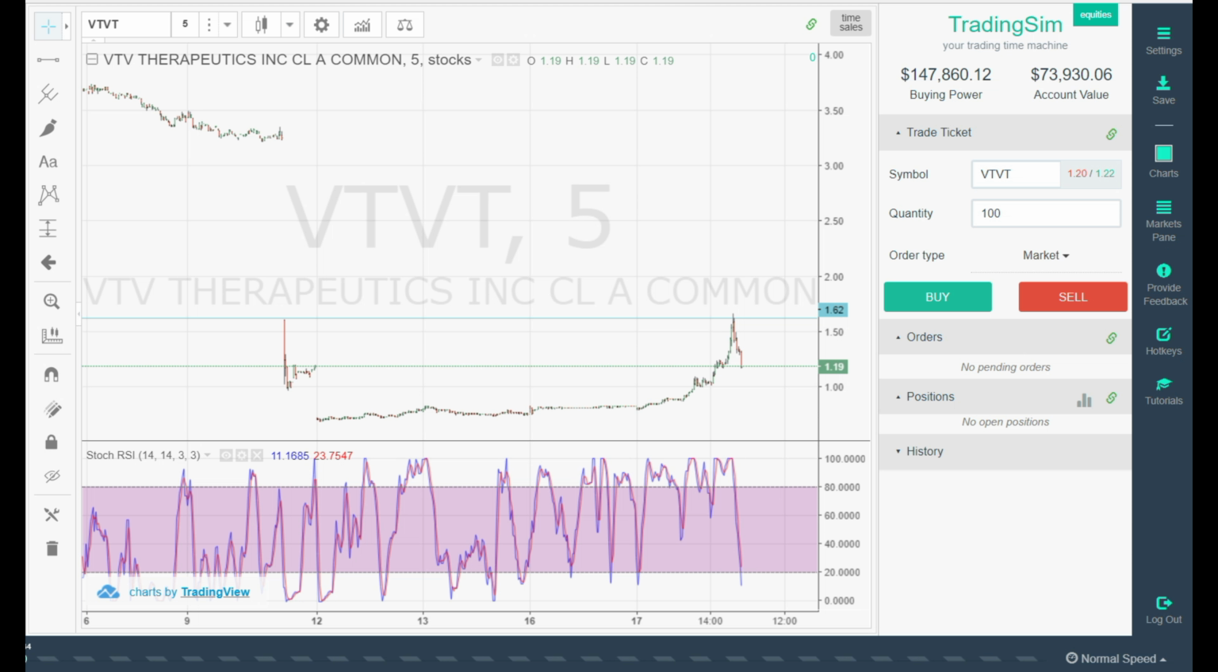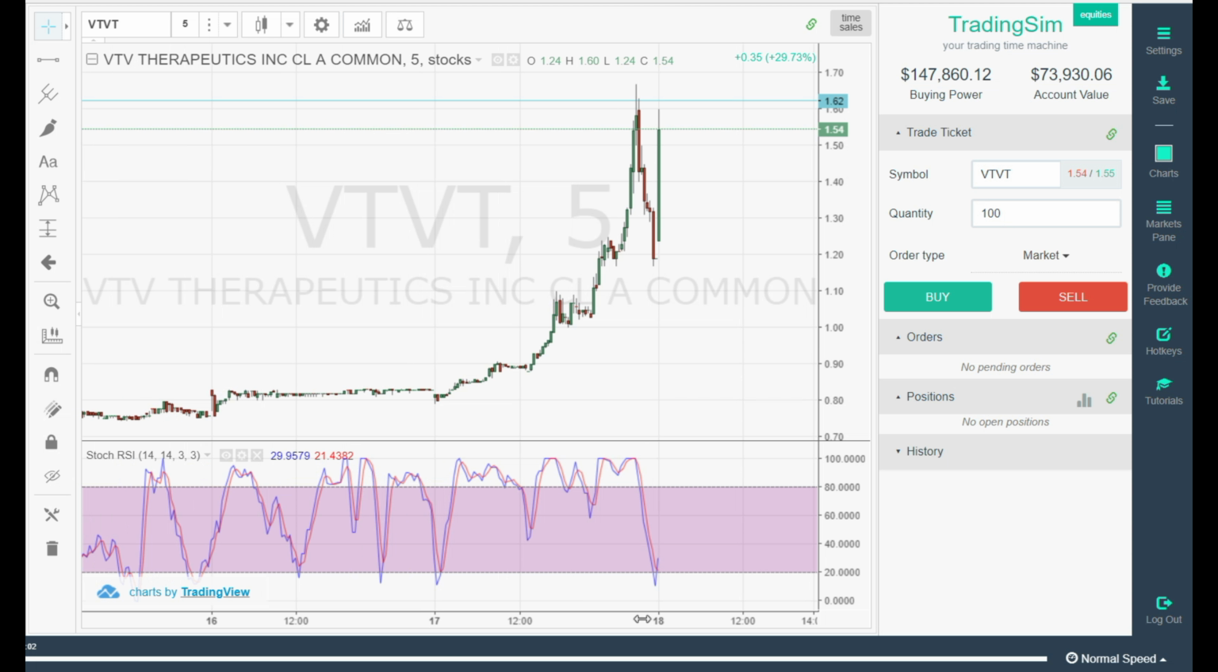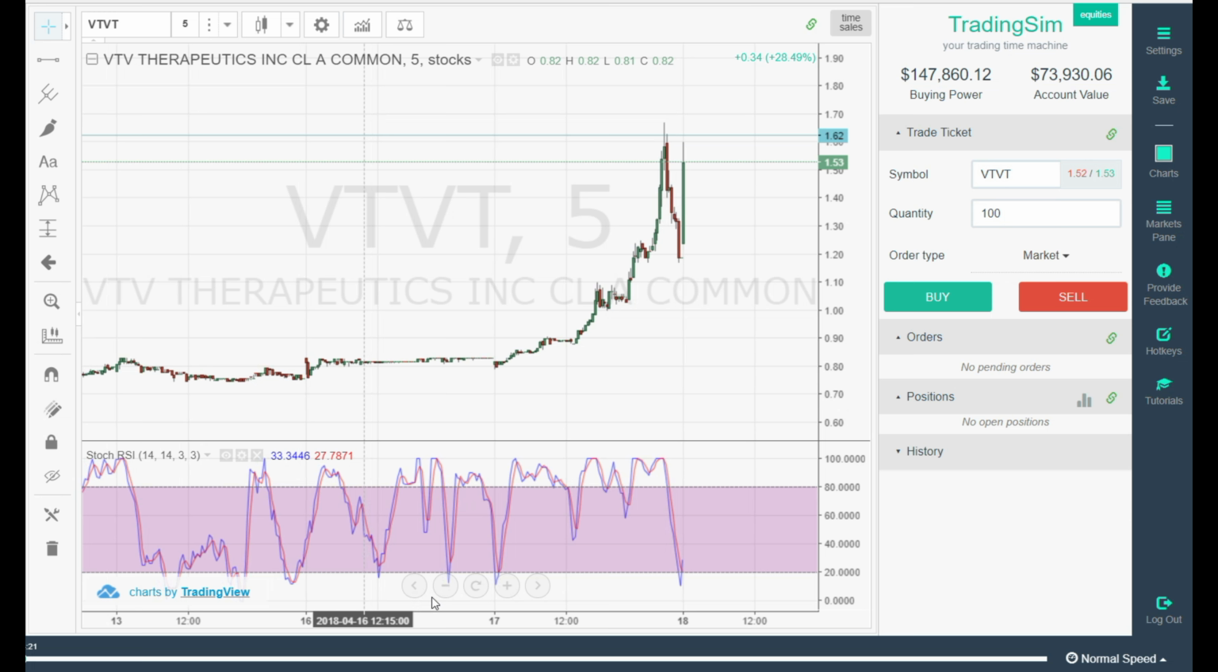So say on the open, as you can see, this thing's spiking up. I mean, that is a huge candle. You're talking almost a 40-cent candle, low to high. So that's just massive. This is on a 5-minute bar. So just think about that for a second. You're talking 30% or more in literally 5 minutes, on a move.